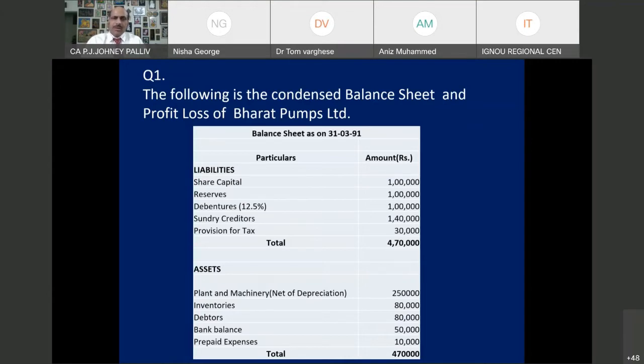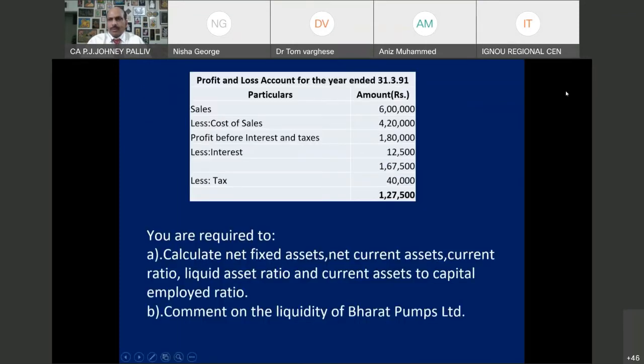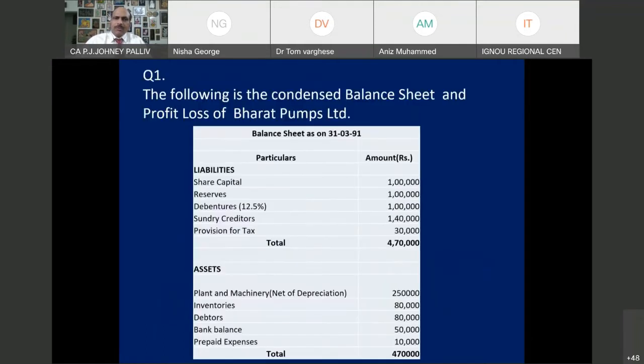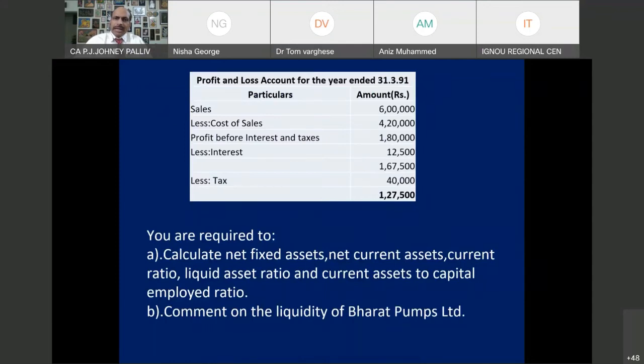With this, what is the question? They have asked the question based on additional information. What additional information do you want? Look at the top: the profit and loss account for the year ended 31/3/91 is given. You can see the profit and loss account is always for a period ended or a year ended.